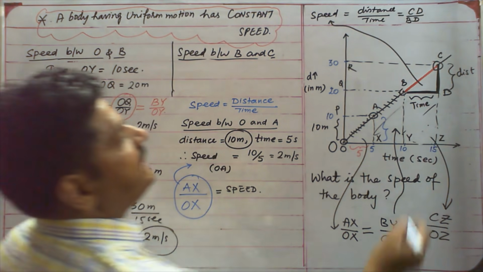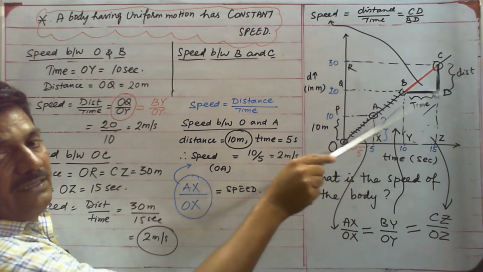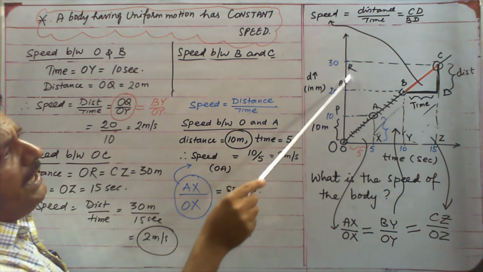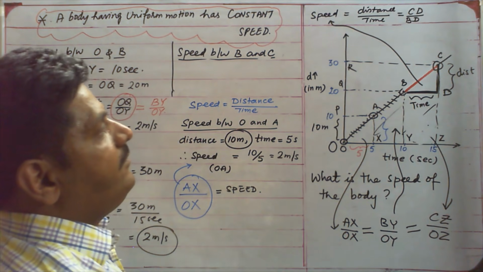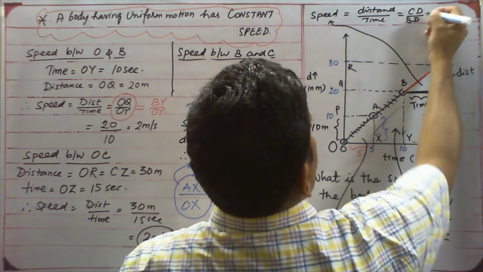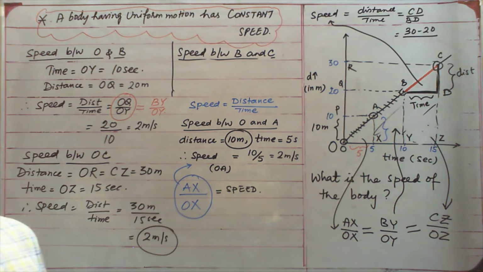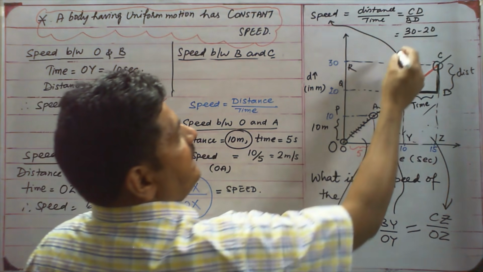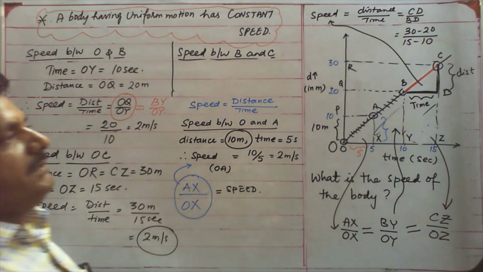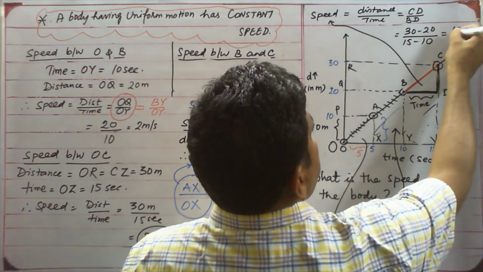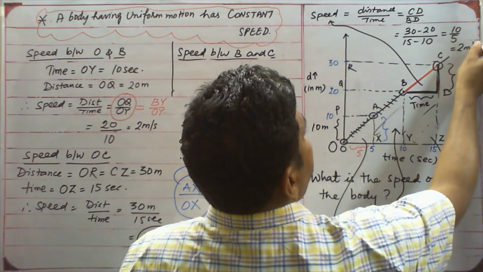So what is the length of CD? If you look at the graph here, this length CD is same as QR, and this gap is 30 minus 20. And what is the time gap? The time gap is 15 minus 10. Okay, 30 minus 20 is 10 by 5. So you get, in this case, 2 meter per second.